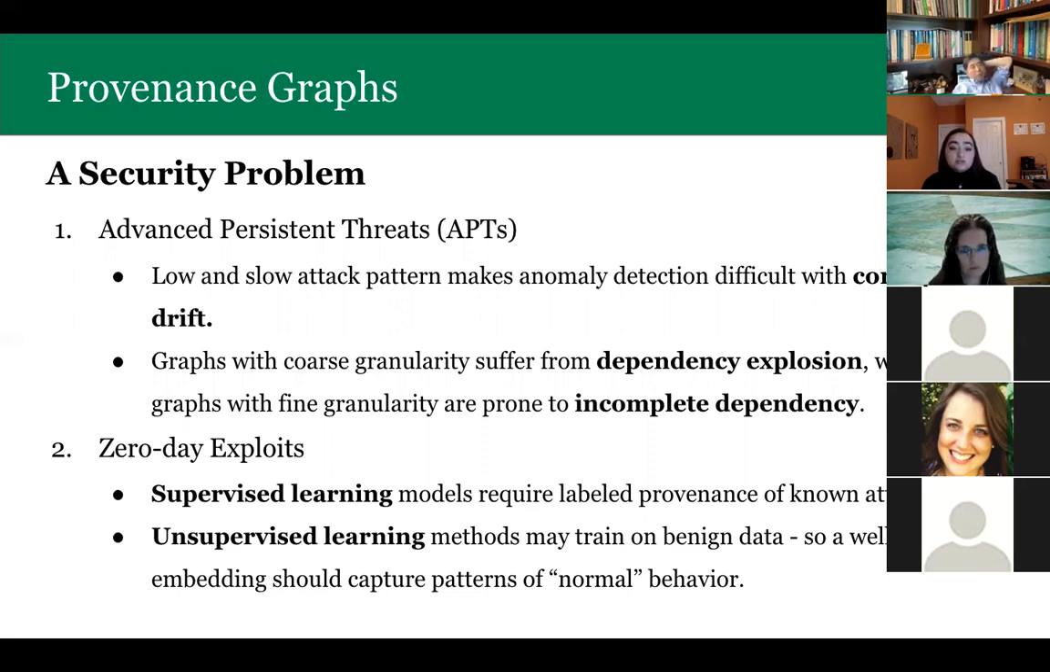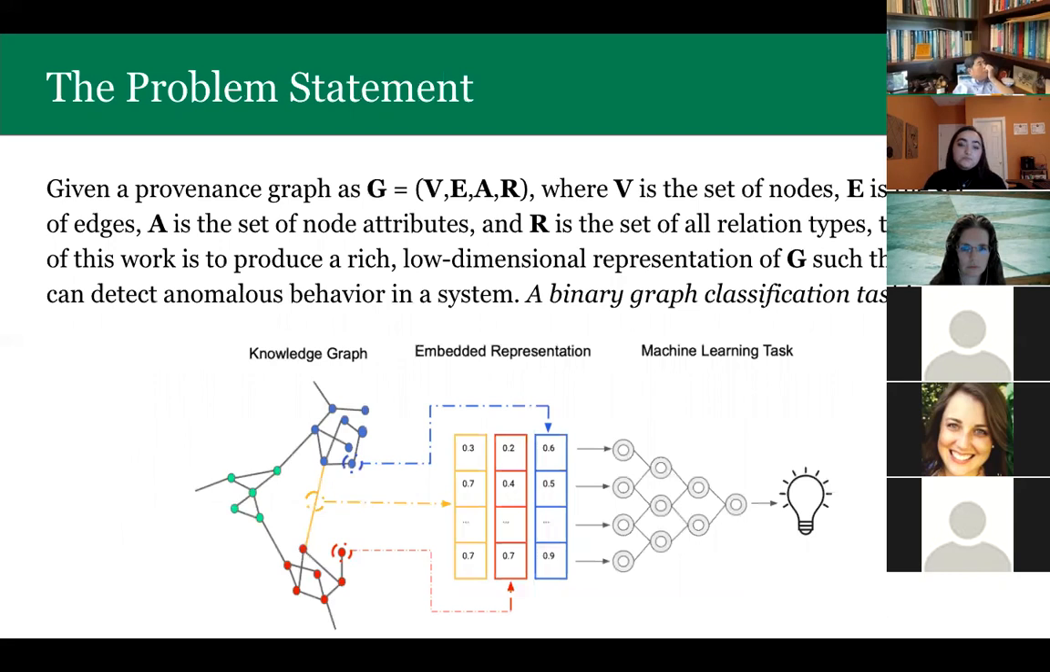Another issue is zero-day exploits. When you're building a learning model and you want to make sure that you also capture things which we don't know about yet, new attacks, you want to use unsupervised learning, because that's going to let you train on benign data so that you can have a well-tuned embedding, which should capture patterns of normal behavior, which is something that we made sure to do in PROV-GEM.